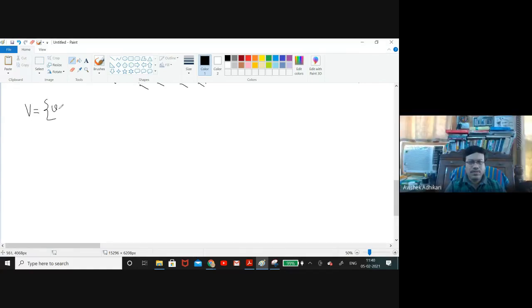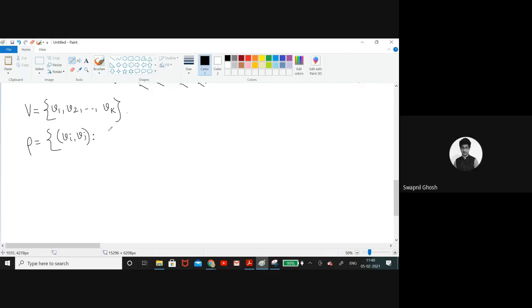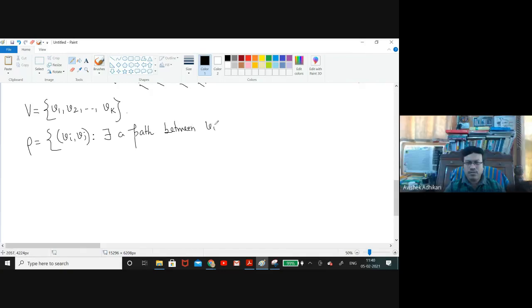Okay, say I have V1, V2, say Vk. Now you are defining an equivalence relation rho on V, defined by Vi and Vj such that there exists a path between Vi and Vj. Okay, let's see. So he has defined a relation. So it certainly is a subset of V cross V.